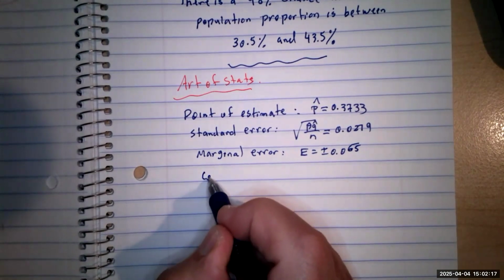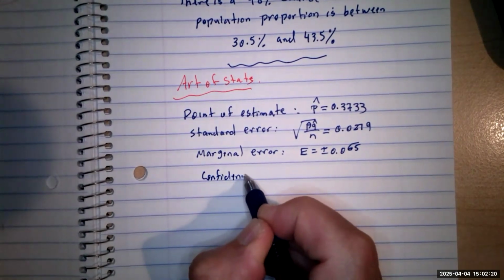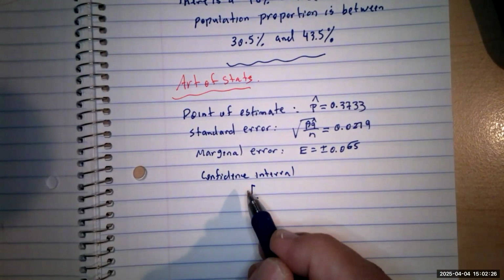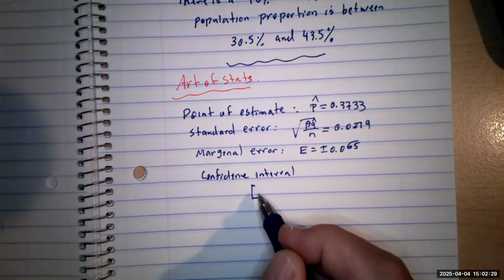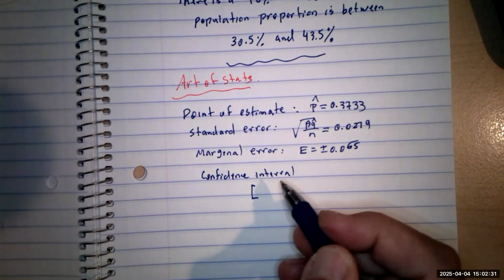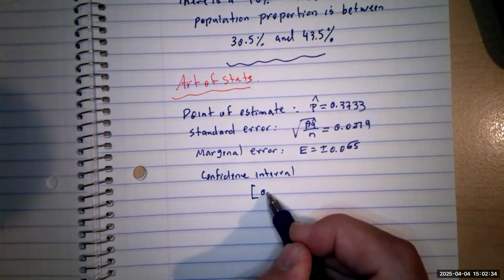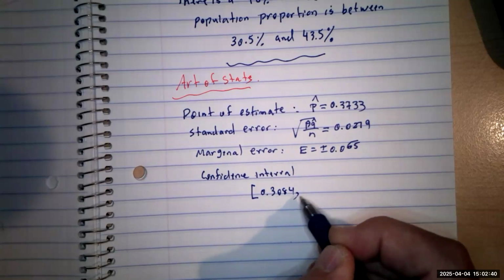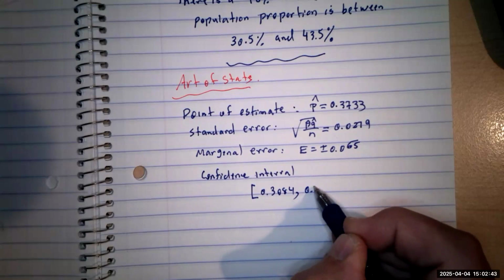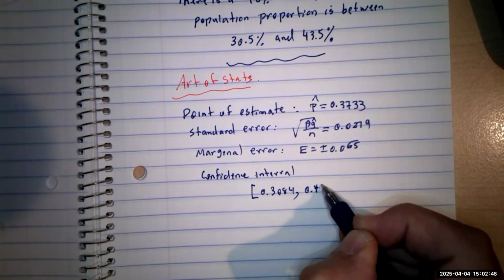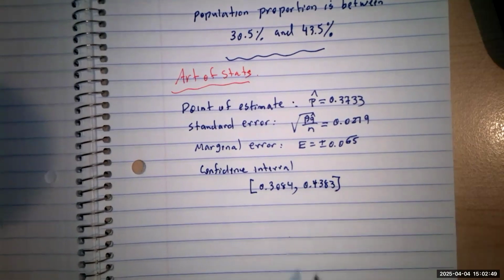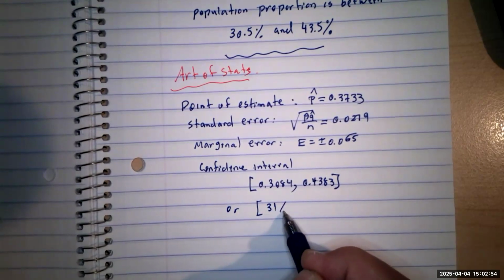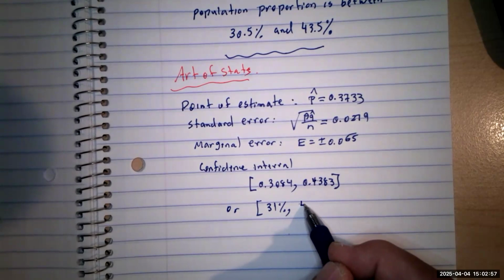Then the confidence interval. The confidence interval is nicely given to you, like the one that we did. It's going to be in percent or otherwise, but we prefer percent. It's 0.3084 comma 0.4383. Or in percent, it would be better if you rounded it to something like 31% and, let's say, 44%.